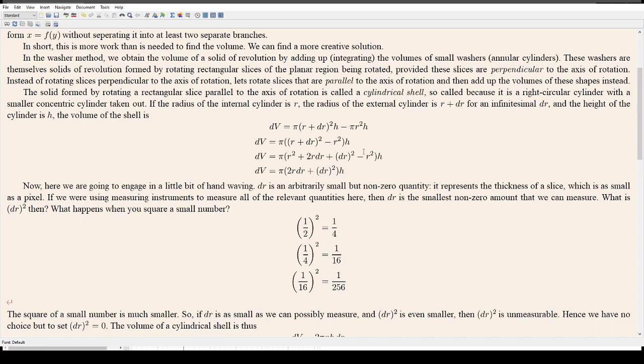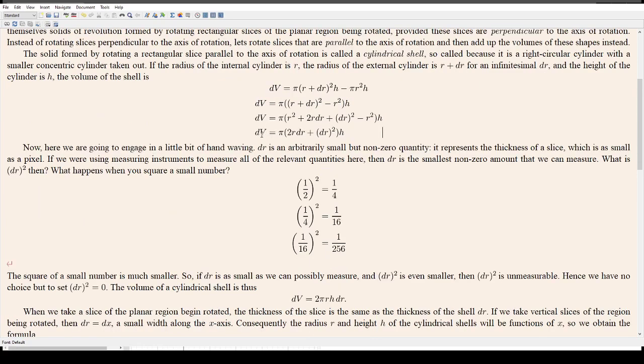R squared and minus r squared cancel each other. So the volume of a cylindrical shell is pi times 2rdr plus dr squared times h, where again, dr, strictly speaking, is a formal symbol. It's not actually a number, but we are imagining that it represents some very, very small but non-zero quantity, namely the thickness of the shell. Now, what I'm about to say isn't strictly rigorous. It's not a perfectly mathematical argument, but it captures the core of the real argument.